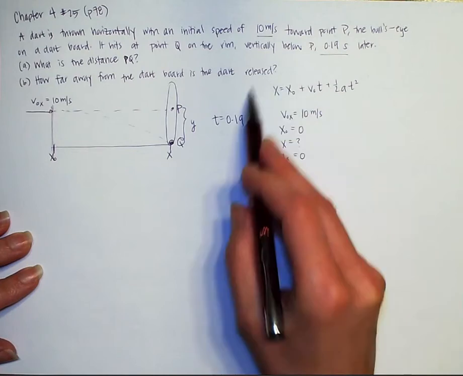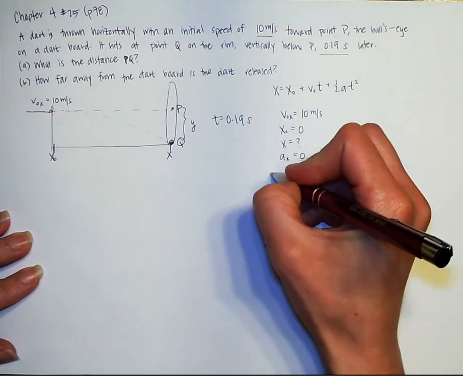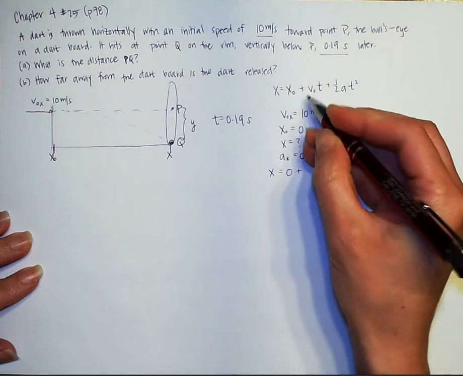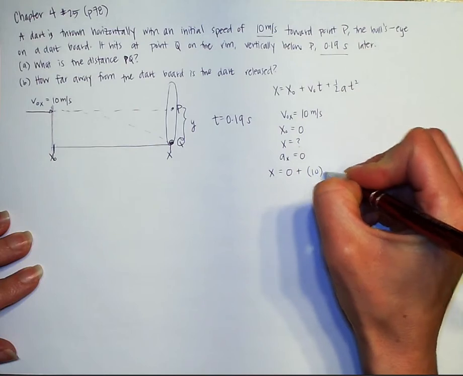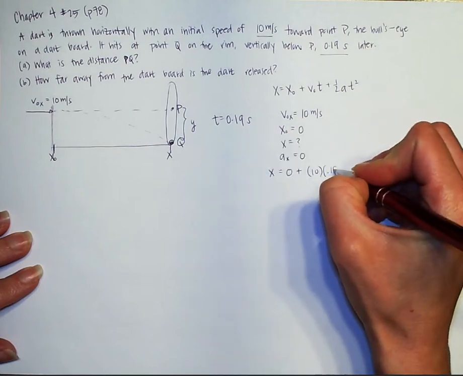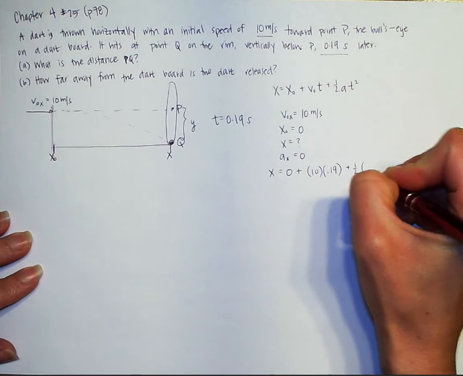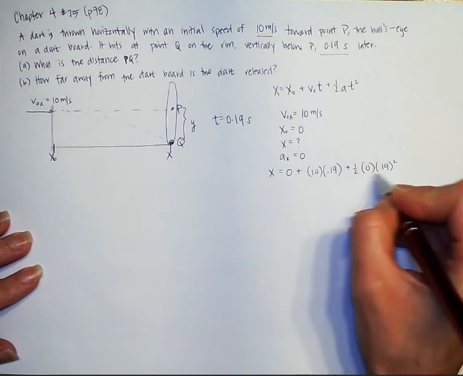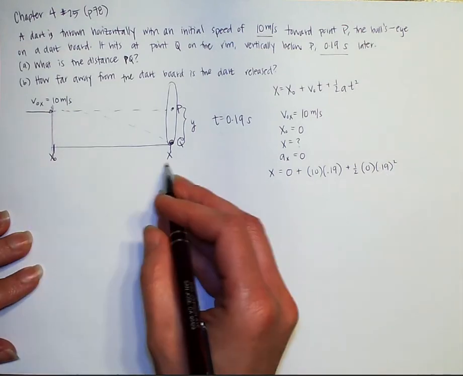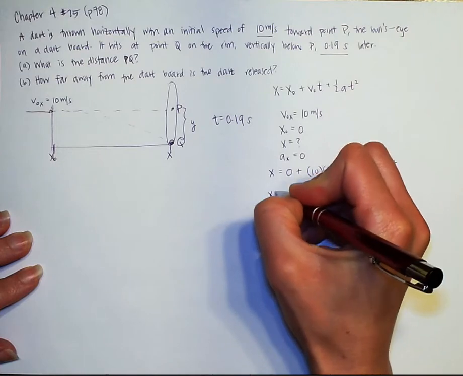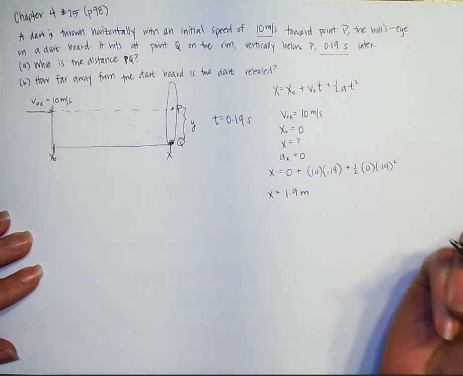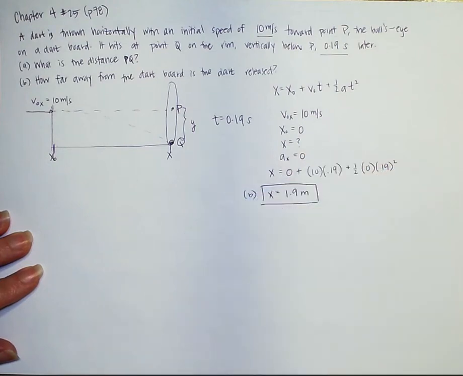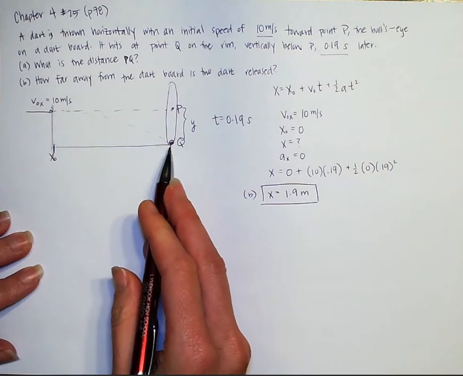So I'm going to use this kinematic equation right here. I'll just plug in everything that I know. So x, which is what we're looking for, equals 0 plus v naught, that's 10, times our time, 0.19, plus 1/2 times 0, our acceleration, times our time squared, which doesn't matter because it's multiplied by 0. So our horizontal distance is going to be 1.9 meters. And that is great news because that is the answer to part B. So now let's go back and figure out the answer to part A, which is in the y direction.